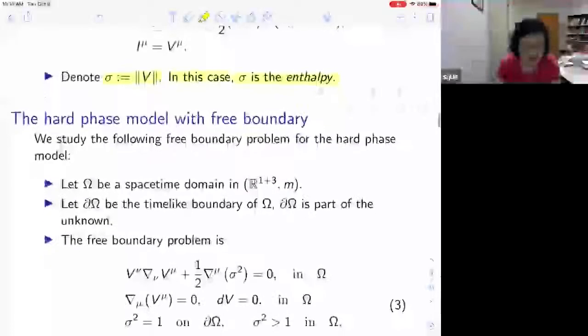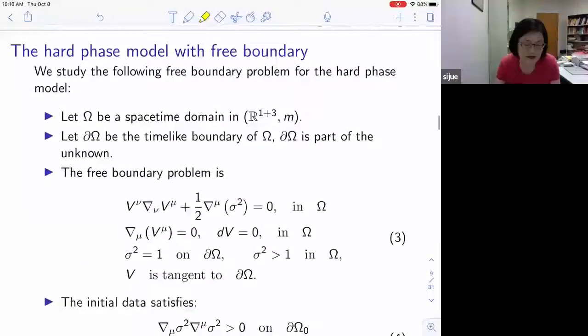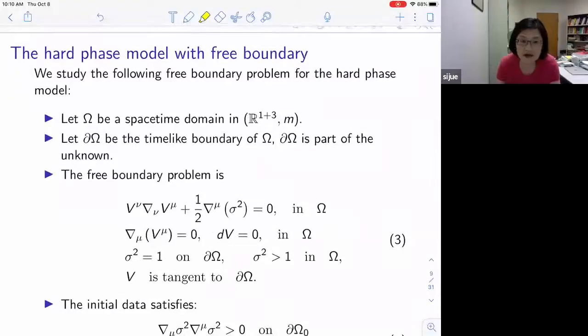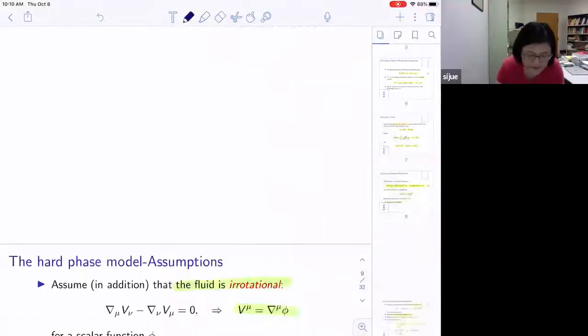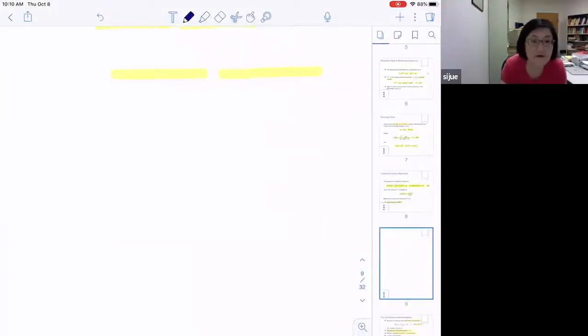So now we are interested in the model with free boundary. In other words, we are given a space-time domain, and we assume that the boundary of omega is a time-like boundary. So what does that mean? Time-like boundary means that, okay, this is our fluid domain. So this is the initial time, and the time-like boundary, right?